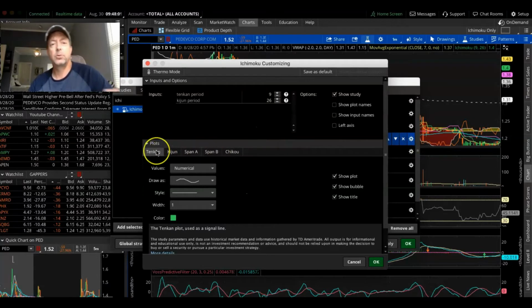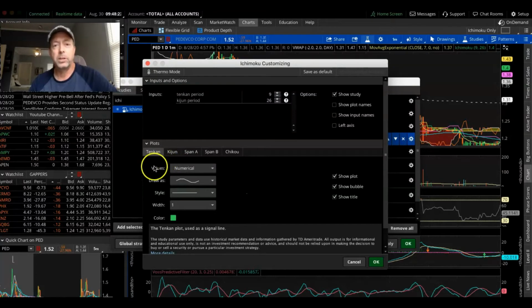I'm not going to get into the technical ways of saying things or talking about the lines because I just find it confusing for somebody that doesn't speak Japanese, whatever language it was formed in. I can't remember. I think it's Japanese. But if I started saying Tenkan and Kijun, it just kind of throws me. I like going with colors, okay?